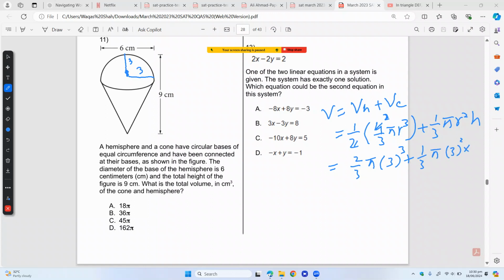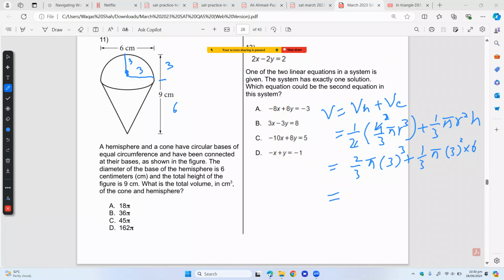And you can see from here to here it's the radius, which is 3. So the height will be 6. Because this hemisphere has radius 3, it can be deducted from the whole height, so the remaining height of the cone will be 6.